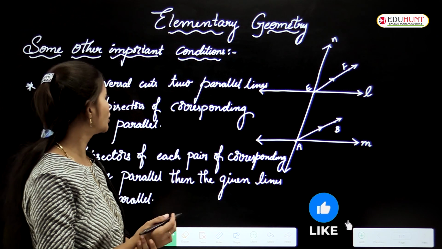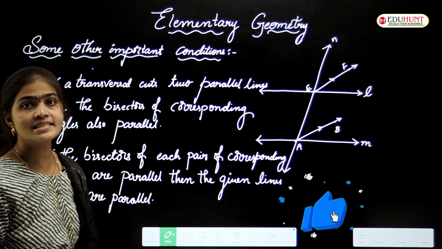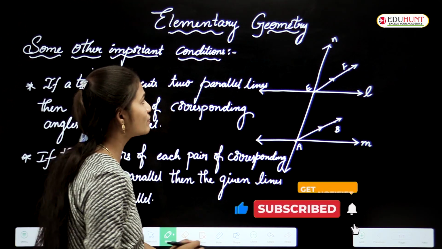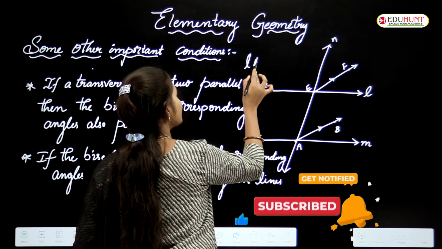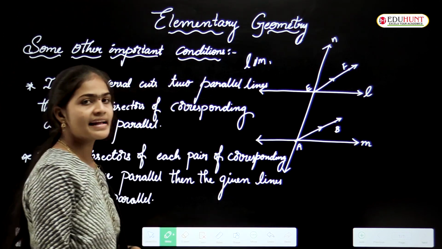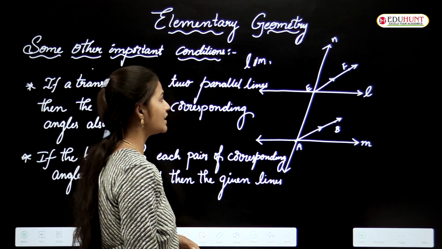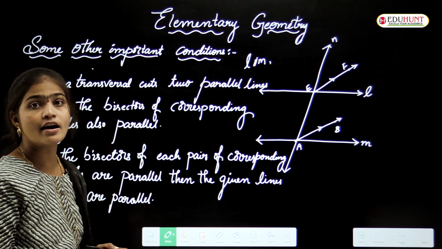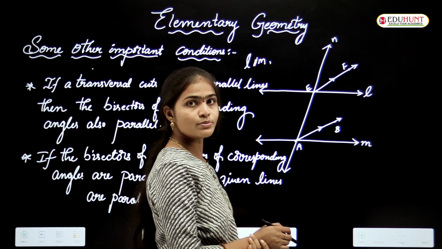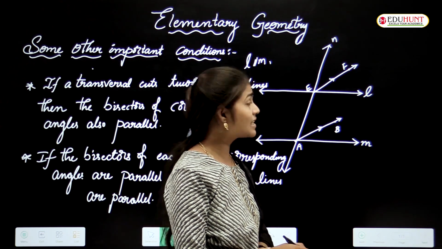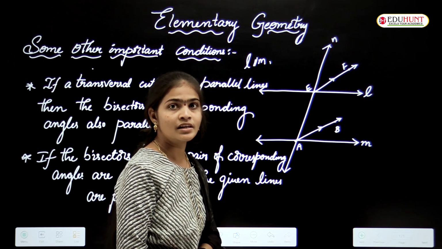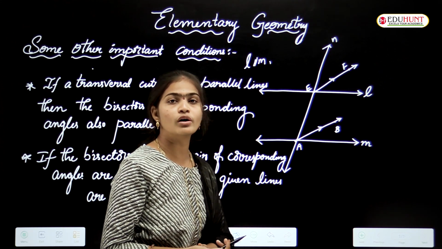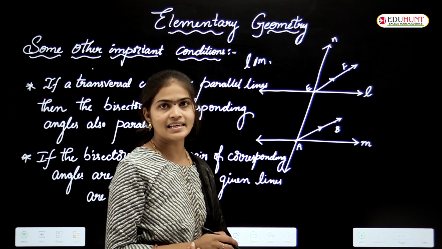Okay, once see the conditions. If a transversal cuts two parallel lines, they are only saying that L is parallel to M and N is a transversal, right? So here the bisectors of corresponding angles are also parallel. Bisectors here means angular bisectors, right? Which divides one of the angles into two equal parts. Then we will call that one an angular bisector.